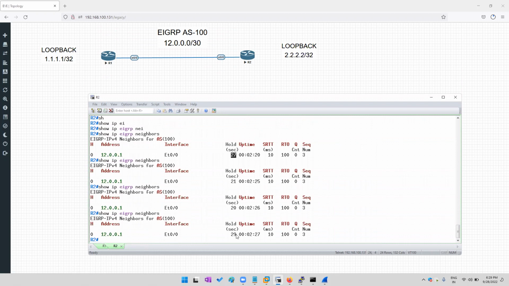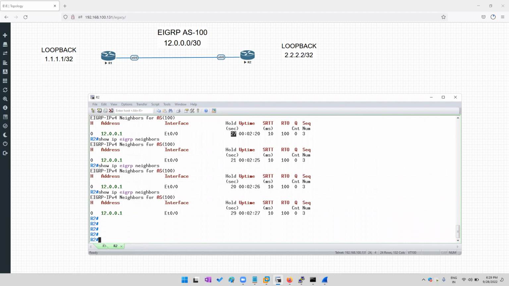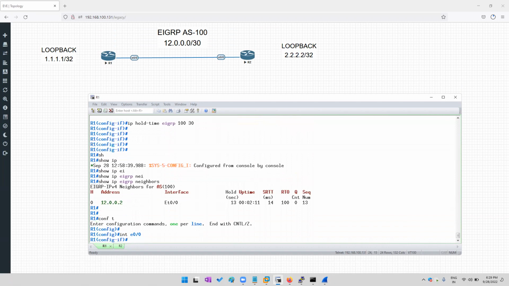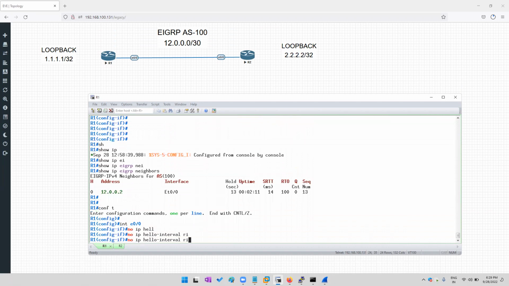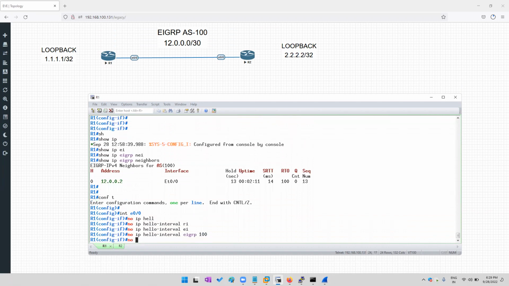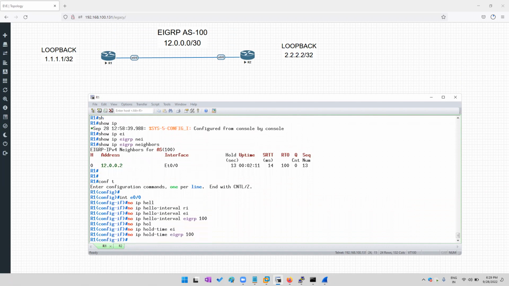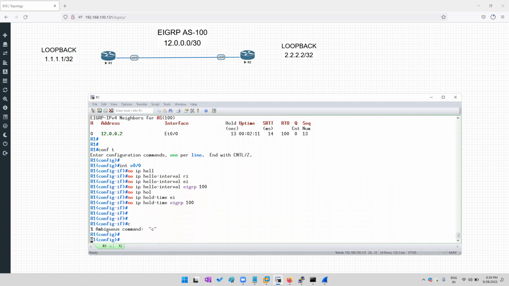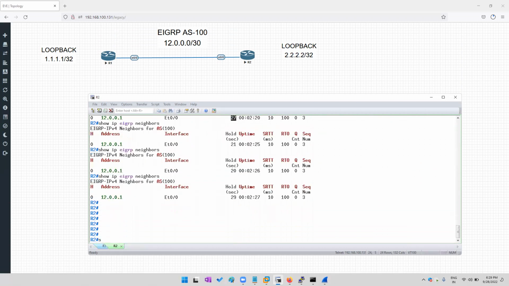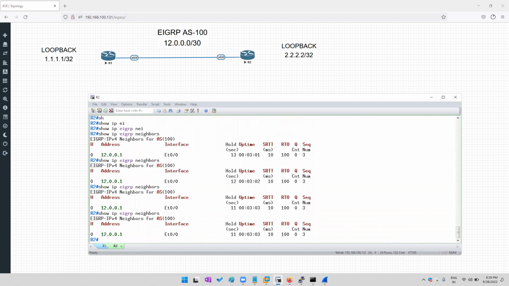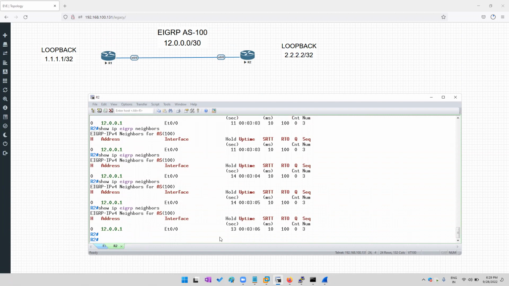Clear? How to change the timer is already clear. So remove this timer. On interface E0/0, say no IP hello interval for EIGRP 100, and no IP hold time for EIGRP 100. Done. Now go to R2 and show IP EIGRP neighbor. 13, 12, 11, 10. Again refresh. Clear?